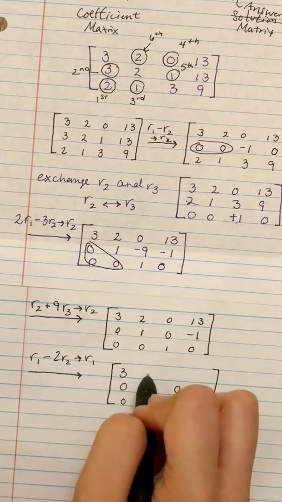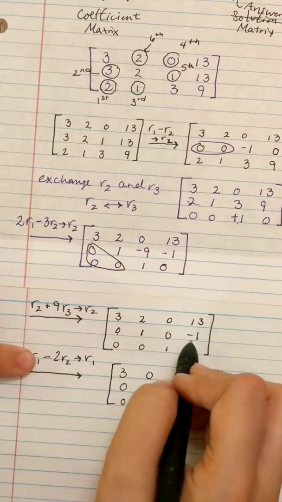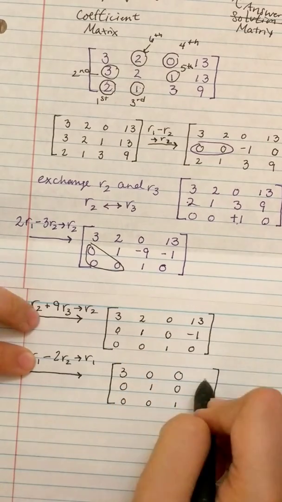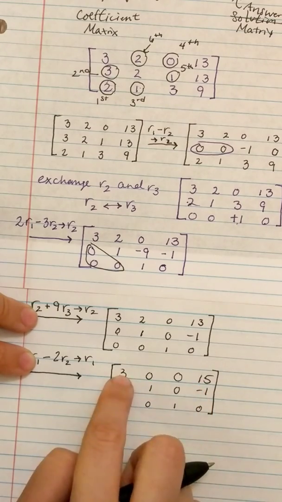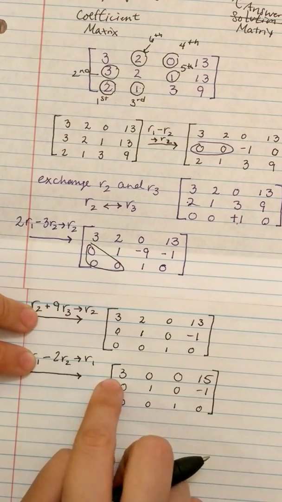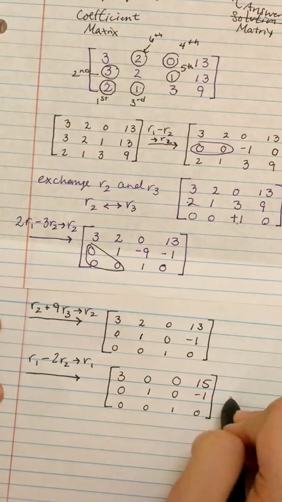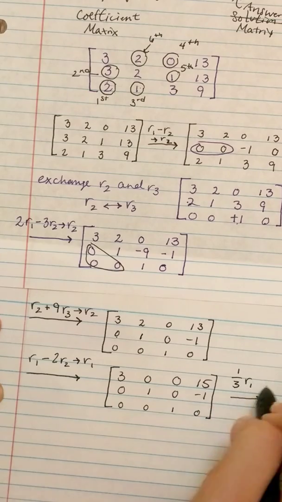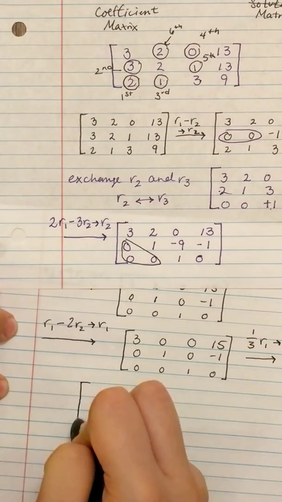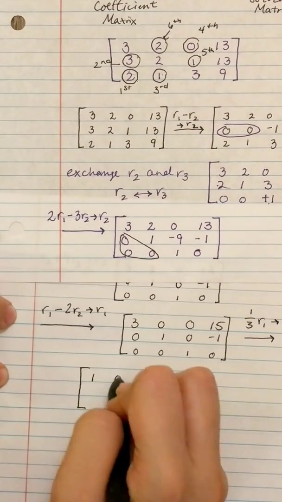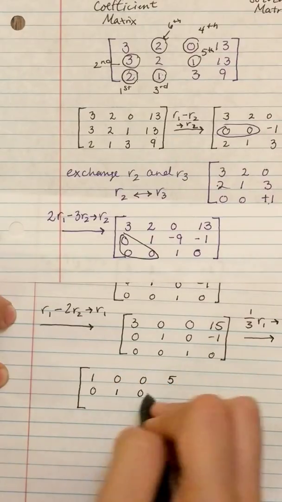So 2 minus 2, 0 minus 0, 13 minus 2 times -1, that would be 15. So notice I only have 2 entries that are non-zero in the first row, and they're scalar multiples of 3. So I'm going to say 1/3 R1 goes in R1. So I can write my reduced matrix.